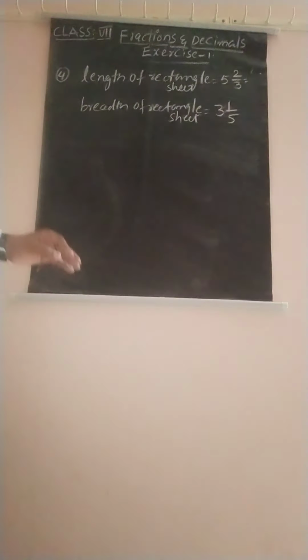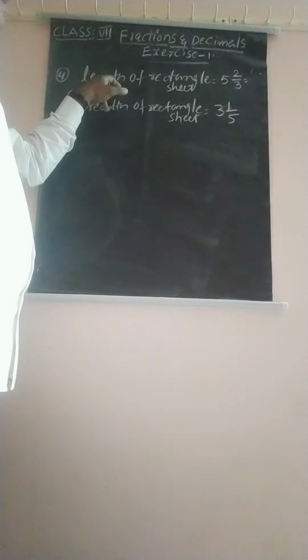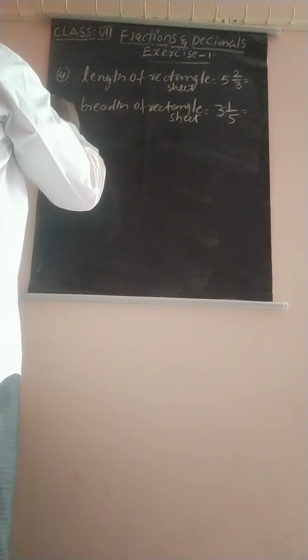See children, they gave the fourth problem. The length of the rectangle sheet is 5 2 by 3. The breadth of the rectangle sheet is 3 1 by 5. Then what is the perimeter of the rectangle sheet? Listen here, all of you. What is the formula for the perimeter of a rectangle?